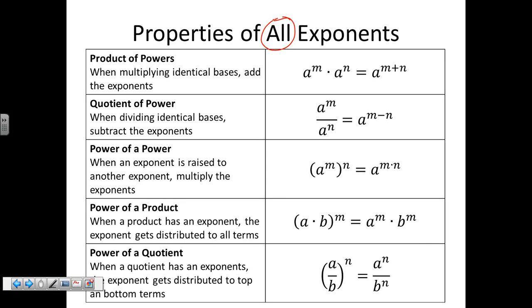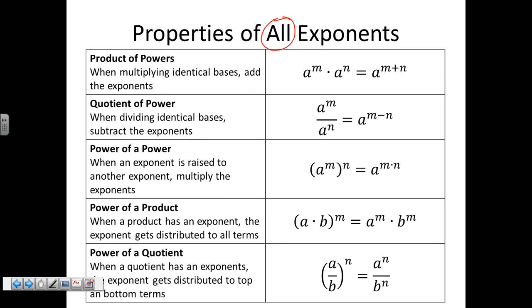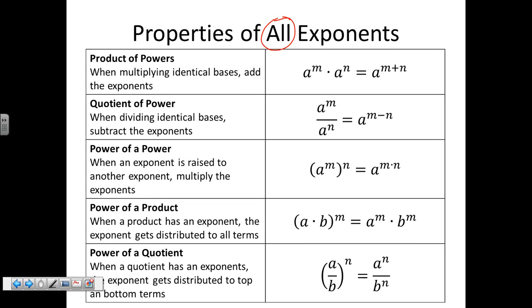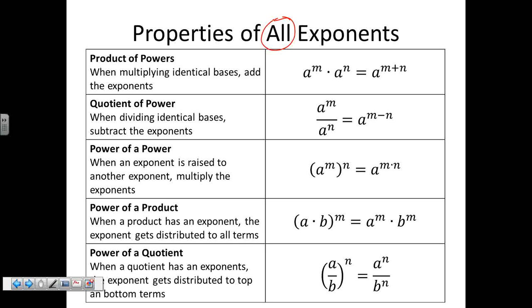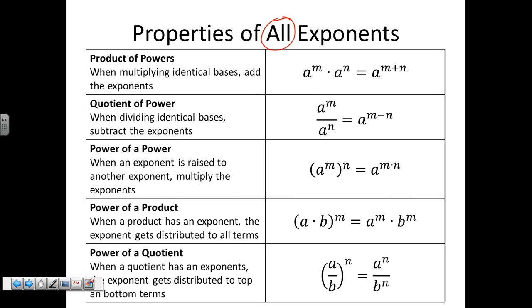And when we have a power raised to a power, we multiply them. The power of a product, we've already talked about this actually, we can distribute that power in to each term. And the same thing when we have a fraction with an exponent on it. That exponent can apply to the top and to the bottom separately.